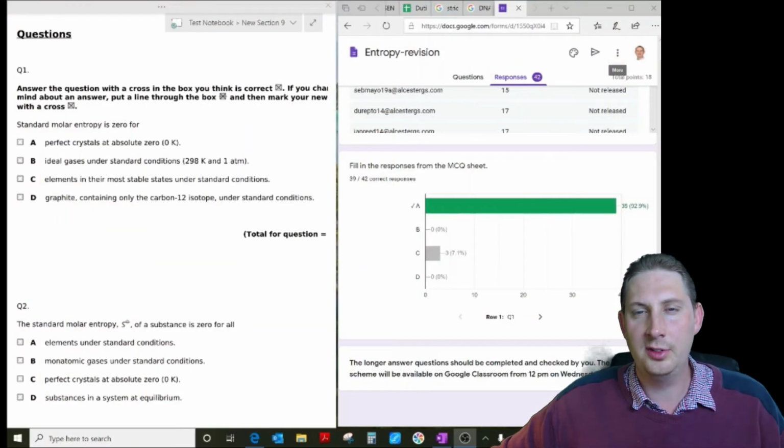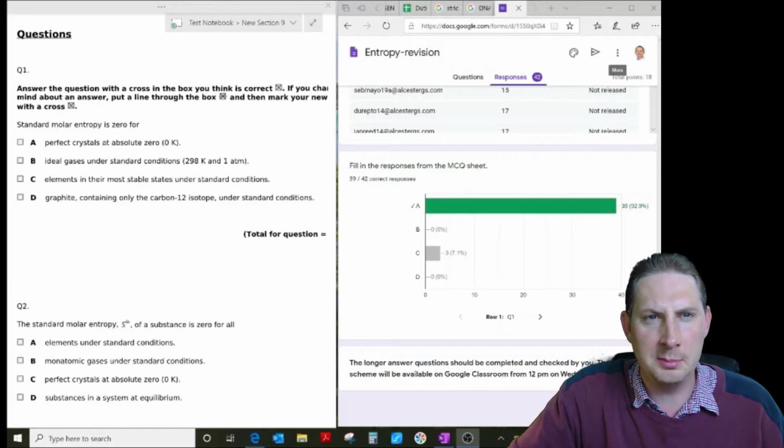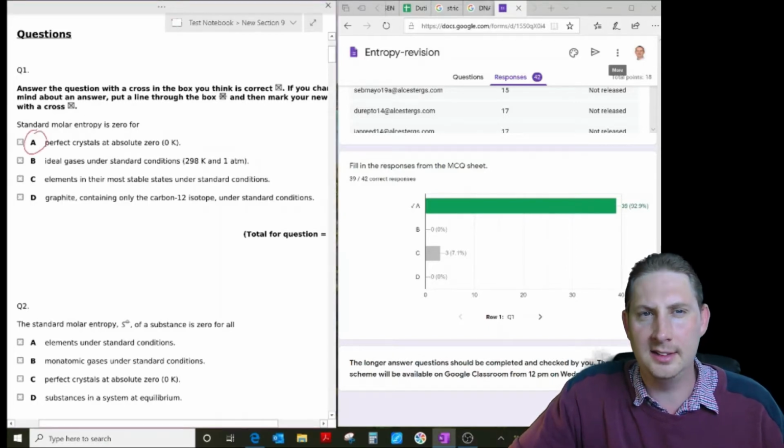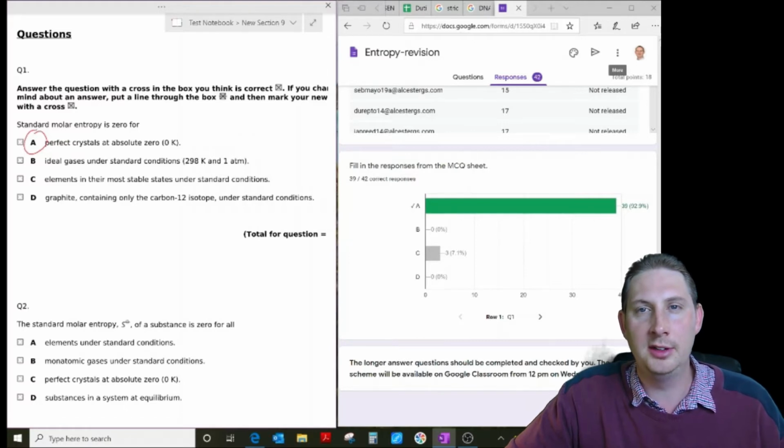Okay, Year 12. So here are the answers to those multiple choice questions. Standard molar entropy is 0.4. Well, as I've said many times, you have zero entropy at 0 Kelvin, and 93% of you getting that right. Anything other than absolute zero, atoms, elements, molecules, are going to have some entropy because there's some disorder.